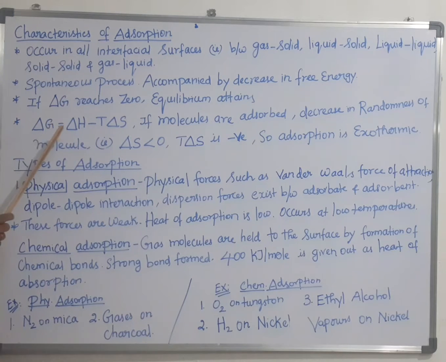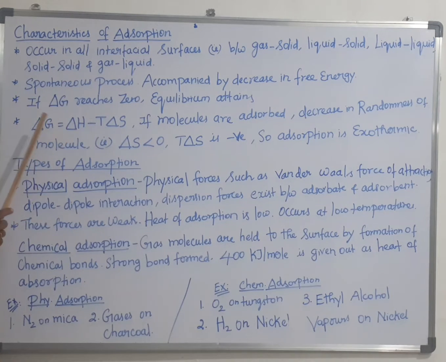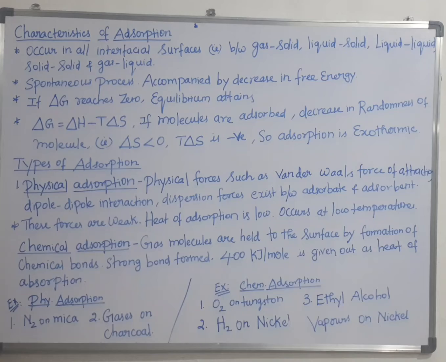So let us see the free energy equation, that is change in free energy. Delta G equals delta H minus T delta S. This is the free energy equation. Let us know the terms. Delta G is the change in free energy, delta H is the change in enthalpy, T is the temperature, delta S is the change in entropy.